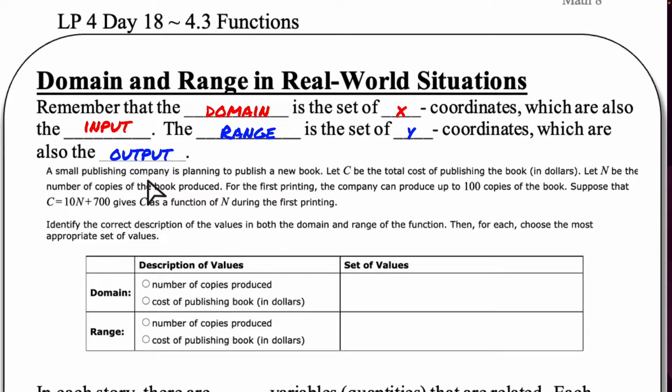So a small publishing company is planning to publish a new book. Let C be the total cost of publishing the book in dollars. Let N be the number of copies the book produced for the first printing. The company can produce up to 100 copies of the book. Suppose that C equals 10N plus 700 gives C as a function of N during the first printing. That was a lot of information.